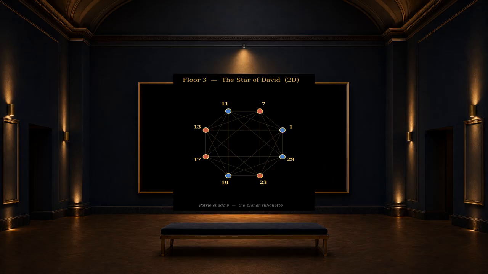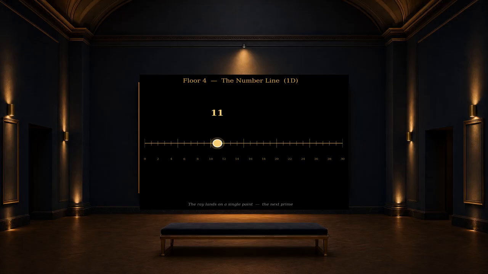This is floor 3, the Star of David, the 2-dimensional shadow, the Petrie polygon of the hyperoctahedron drawn in the plane, 8 points around a regular octagon, the same 8 residue classes now flattened. And finally, this is floor 4, the number line, a single horizontal axis, 1 dimension. The numbers live here as points on a line.